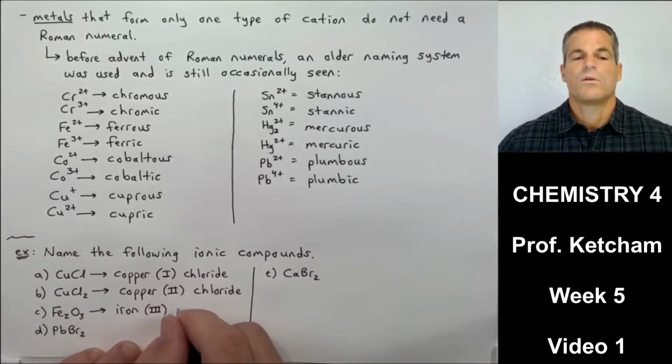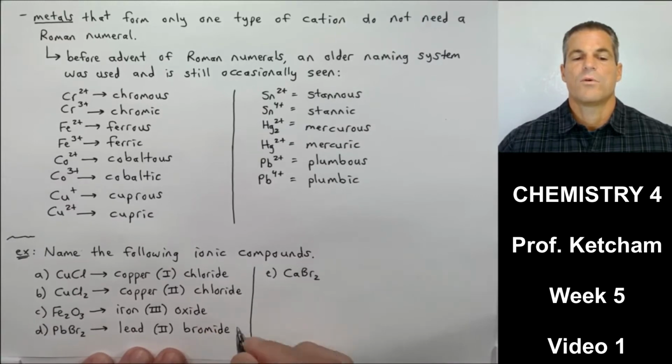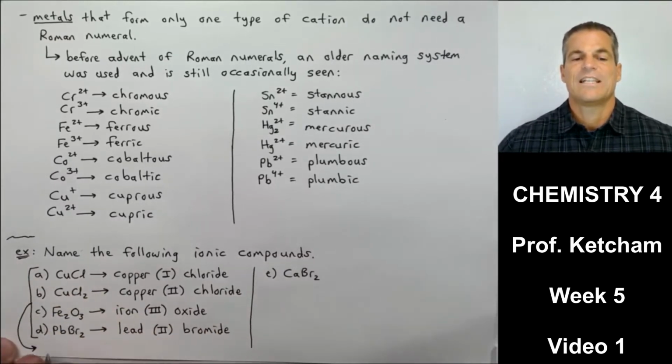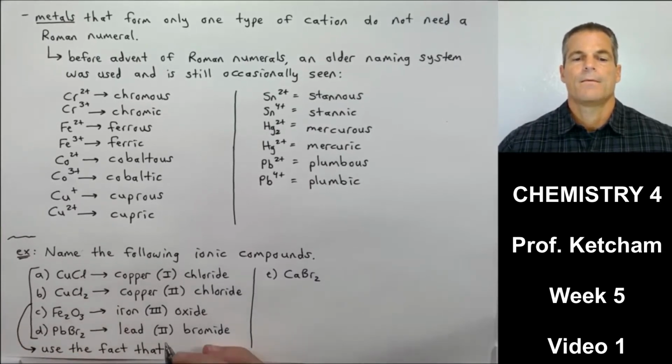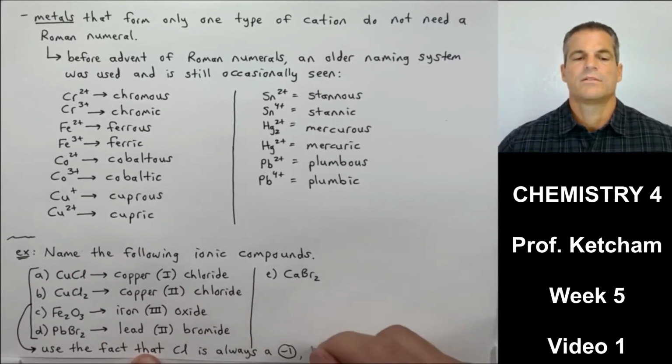CuCl is copper 1 chloride. CuCl2 is copper 2 chloride. Fe2O3, iron Roman numeral 3 oxide. And PbBr2 is lead 2 bromide. E, by the way, is calcium bromide. Calcium doesn't need a Roman numeral, calcium bromide.